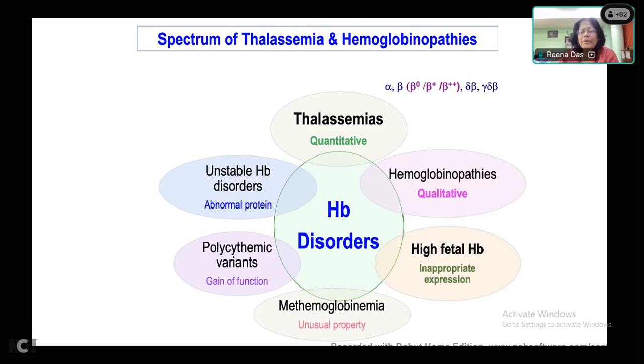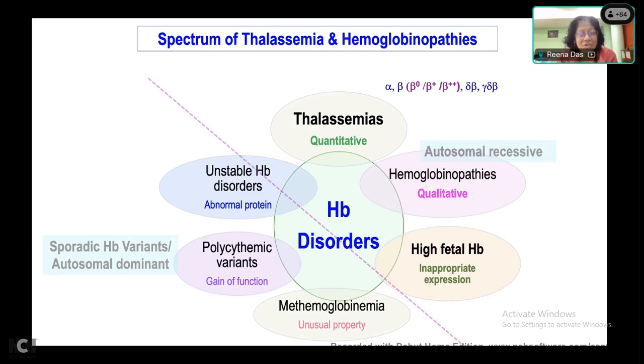Now, when do we say that the disorder is thalassemia? When there is a quantitative defect of the globin chain. The commonest hemoglobin disorder is thalassemia of the beta globin chain. So we call it a beta thalassemia when the beta globin production is reduced.